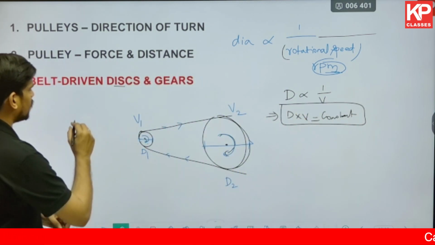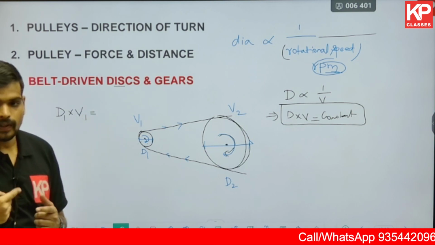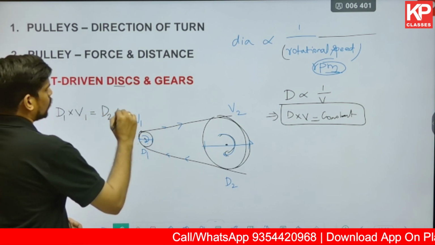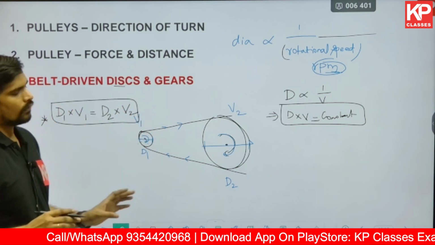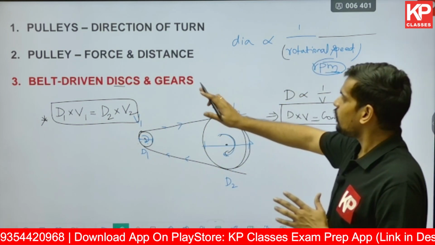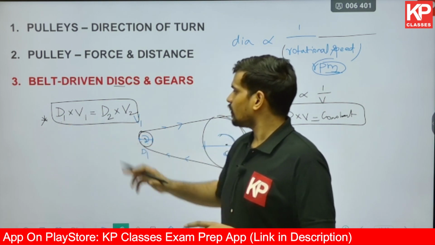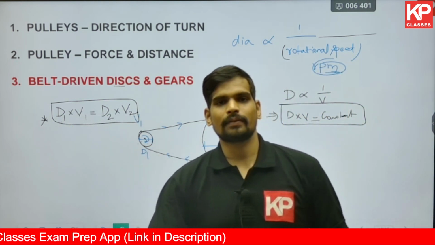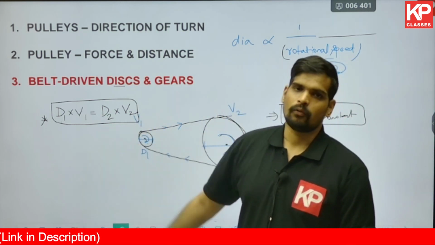So in other words, for this diagram, you can say diameter 1 into velocity 1, velocity as in rotational velocity, which is measured in RPM, will be equal to diameter 2 into rotational velocity 2. So this is the equation which you have to remember for the relation between two belt driven discs. Even for gears it is absolutely the same. However, in gears not necessarily will diameter be given always. There are questions sometimes where even in gears you have diameter given. If diameter is given, you will apply the same formula.